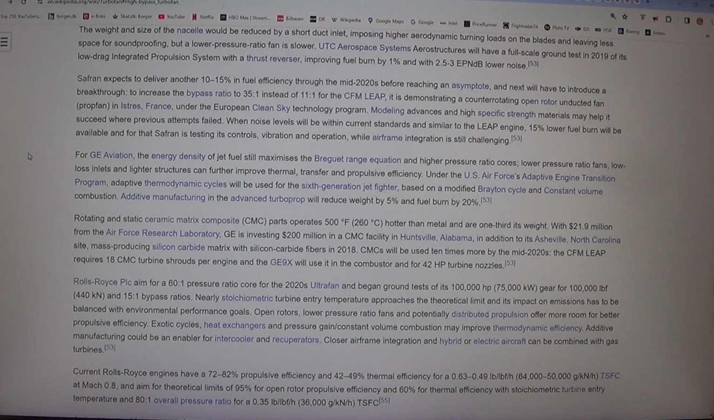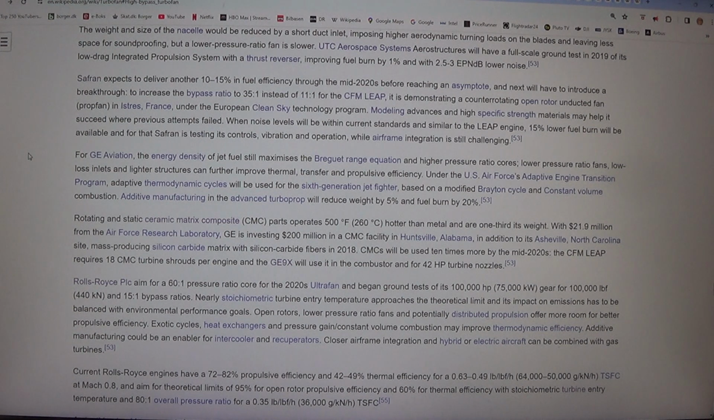For GE Aviation, the energy density of jet fuel still maximizes the Breguet range equation, and higher pressure ratio cores, lower pressure ratio fans, low loss inlets and lighter structures can further improve thermal, transfer and propulsive efficiency. Under the U.S. Air Force's Adaptive Engine Transition Program, adaptive thermodynamic cycles will be used for the 6th generation jet fighter, based on a modified Brayton cycle and constant volume combustion. Additive manufacturing in the advanced turboprop will reduce weight by 5% and fuel burn by 20%.